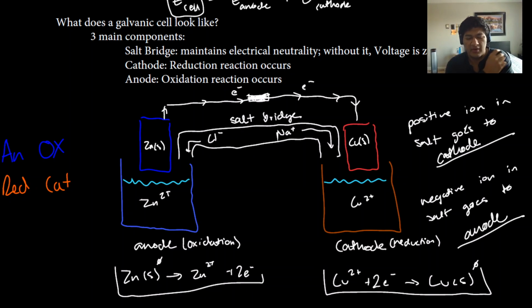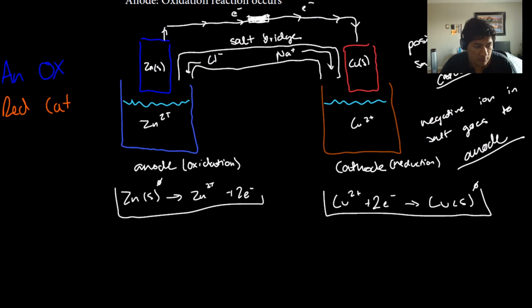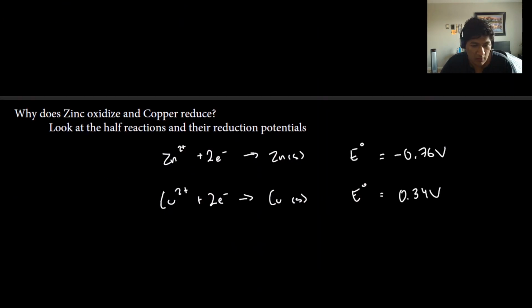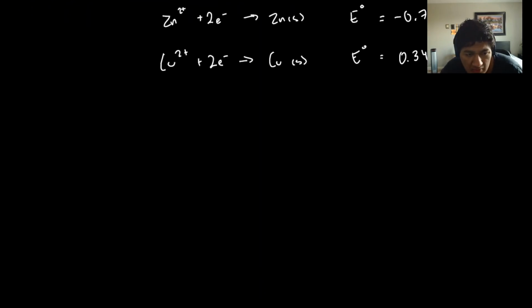Now you might be wondering, why did we say that zinc is the one that's being oxidized while copper 2+ is being reduced? Why is it not that copper solid is being oxidized and zinc 2+ is being reduced? Well, that would be unfavorable for the reaction. And I'll tell you what that means. So, unfavorable. Why does zinc oxidize and copper reduce?